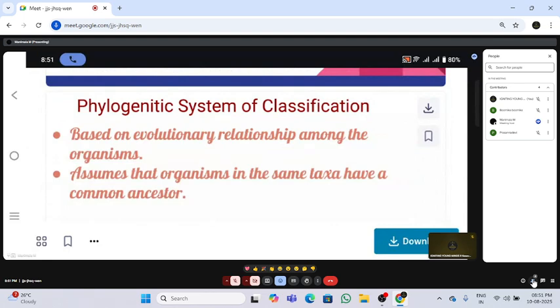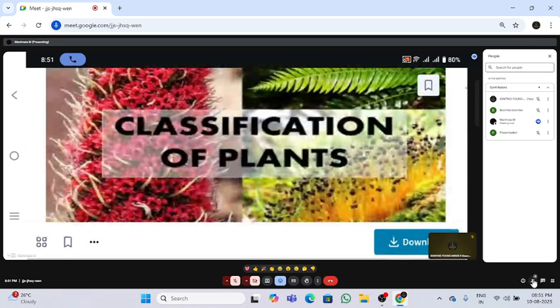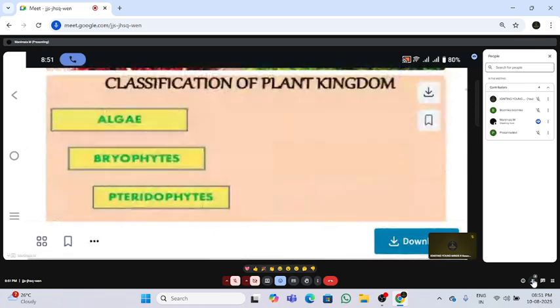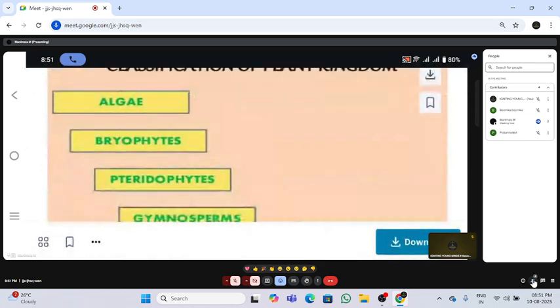And the phylogenetic system of classification explained only the evolutionary relationship among the organisms. He told that the same taxa have a common ancestor. So those are the three types of classification. Based on that, they have given the five kingdoms, and in that we have completed algae today.